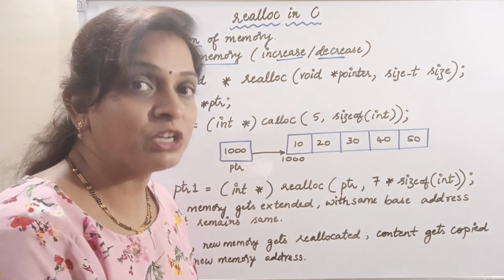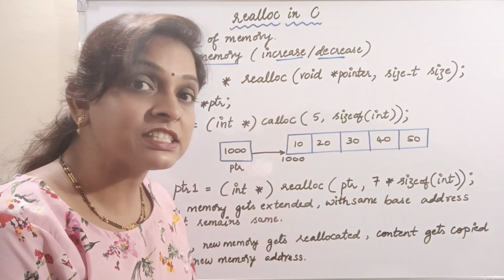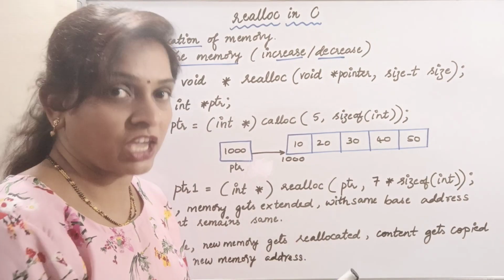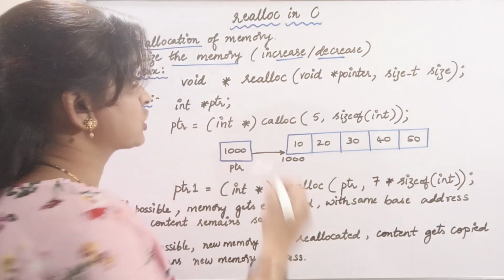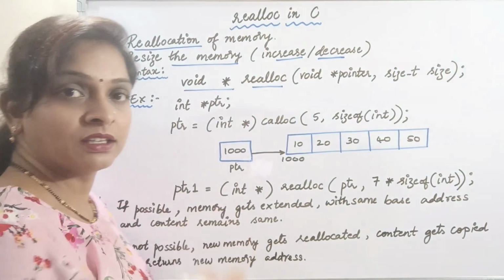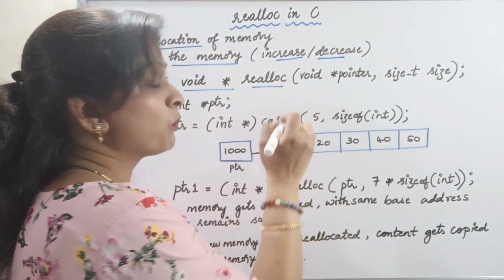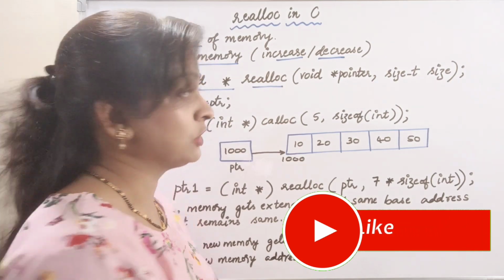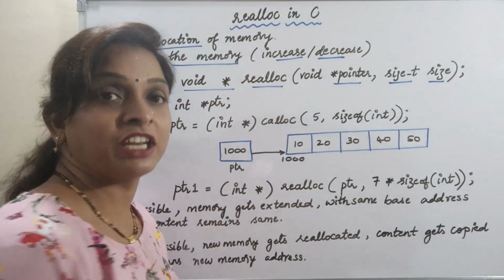So using calloc and malloc, we do dynamic memory allocation. The allocated memory can be reallocated, which means we can increase the allocated memory or we can decrease the allocated memory. So how to reallocate? We have to use the function realloc. The syntax is like this. Realloc returns a generic pointer. It reallocates the memory which is already allocated by calloc or malloc. That base address will be held in the pointer, followed by the new size that we need to reallocate.